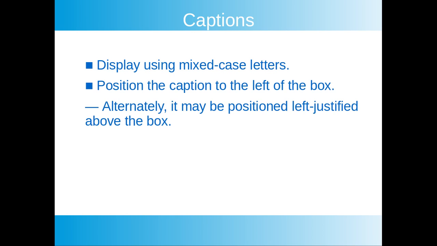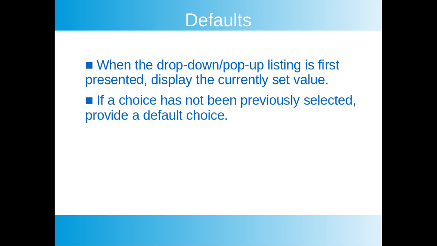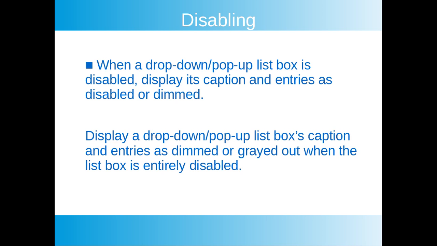List box captions. Display using mixed case letters. Position the caption to the left of the box. Alternately, it may be positioned left justified above the box. Defaults. When the drop-down or pop-up listing is first presented, display the currently set value. If a choice has not been previously selected, provide a default choice.